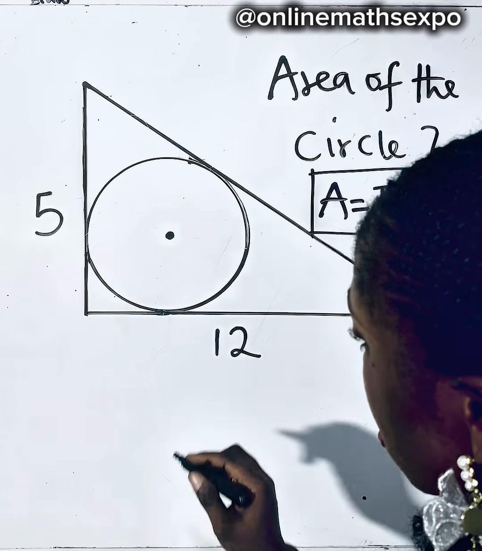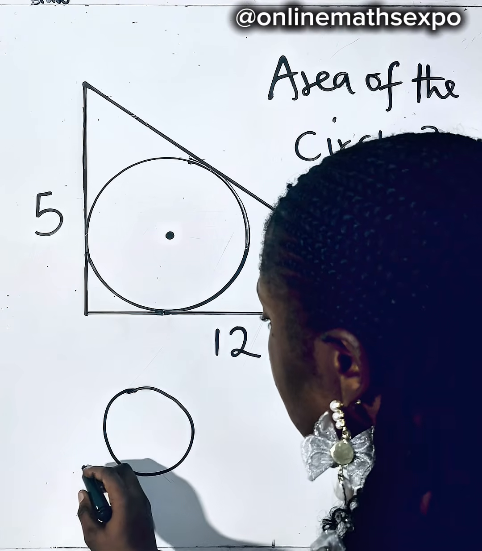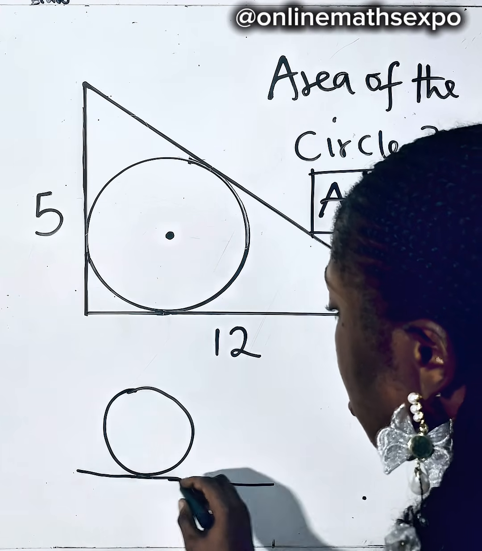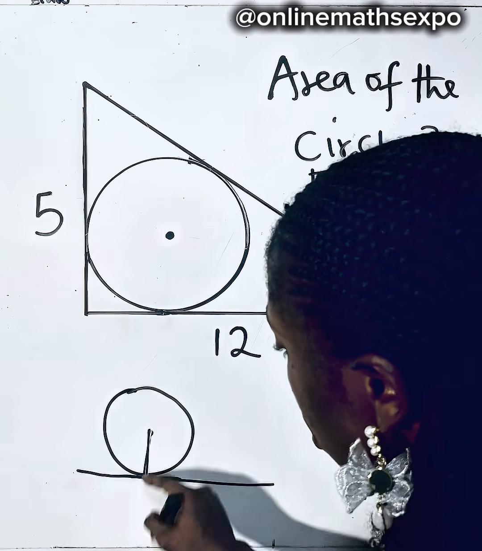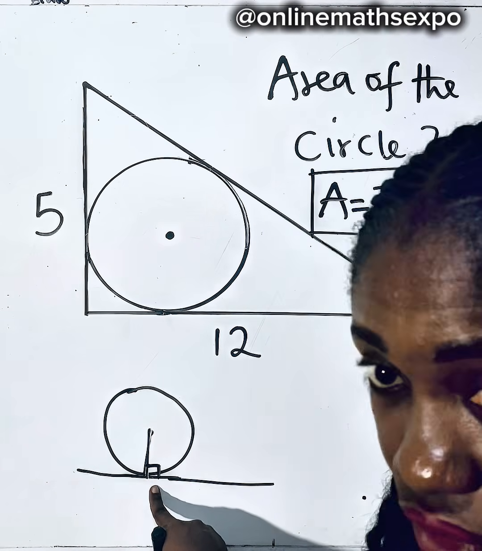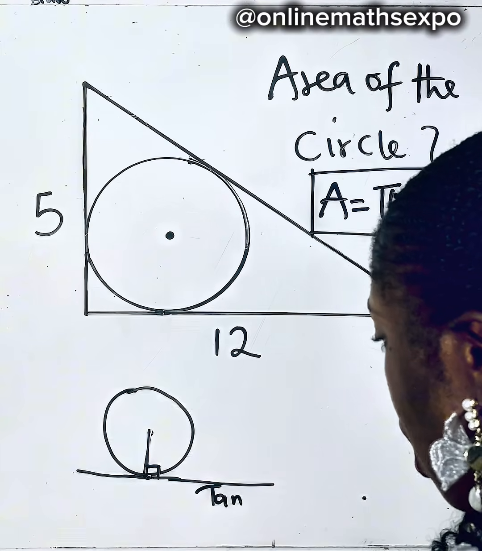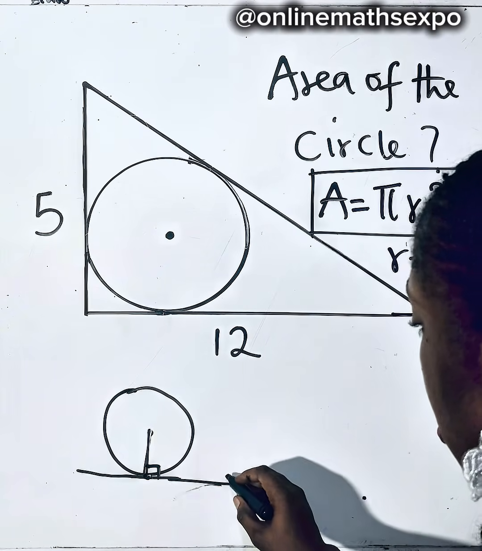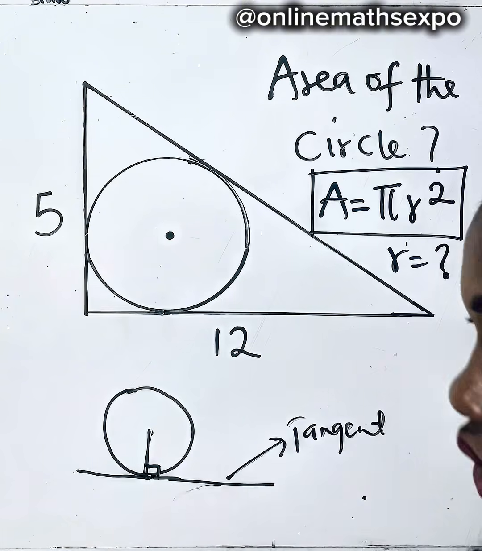It reminds you that if this is your circle and this tangent line touches it at this point, then a line from the center to this point also makes a right angle at the point of tangency. This is the point of tangency. Remember that this line is our tangent line. Now, how does this theorem help us?